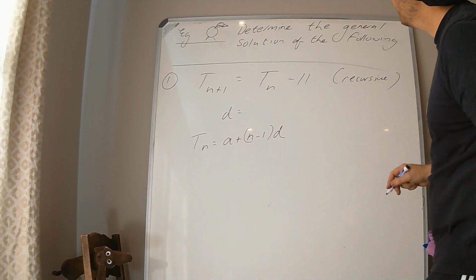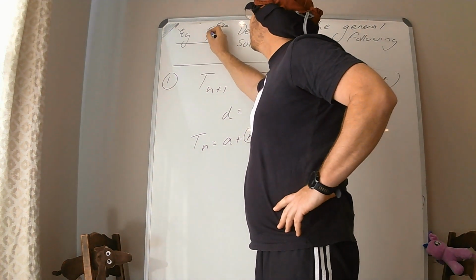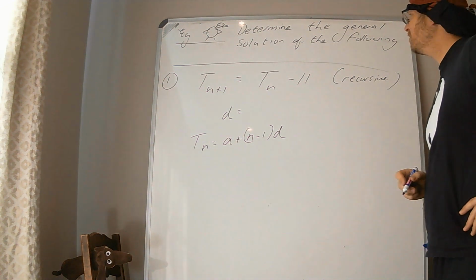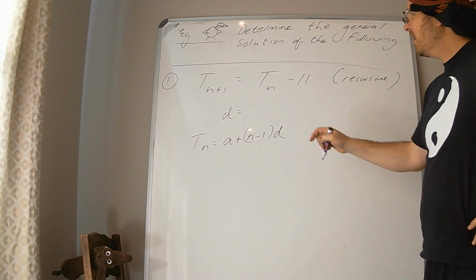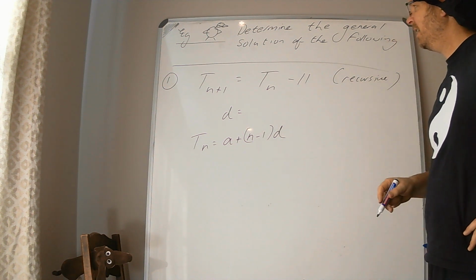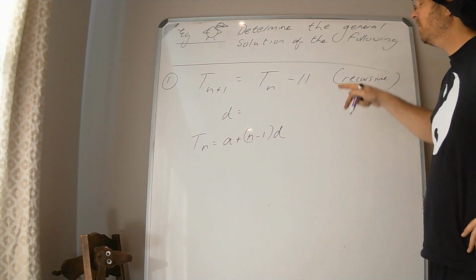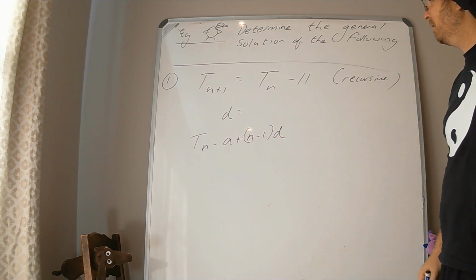Okay, we're getting there. Right, next example. Determine the general solution of the following. If we gave you term n plus 1 is equal to term n minus 11, they've given you a recursive formula, and they want you to write the general solution of this. In other words, get the explicit formula of that.